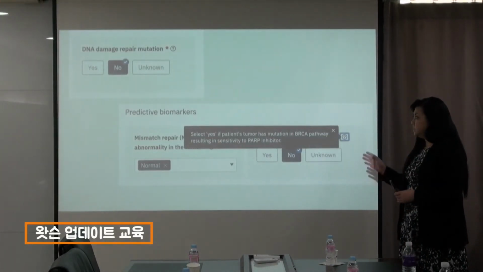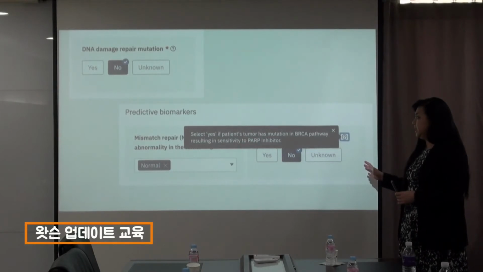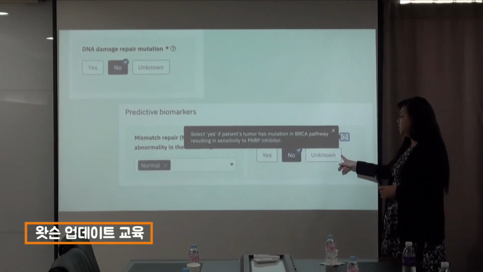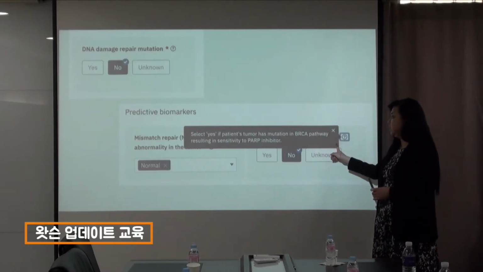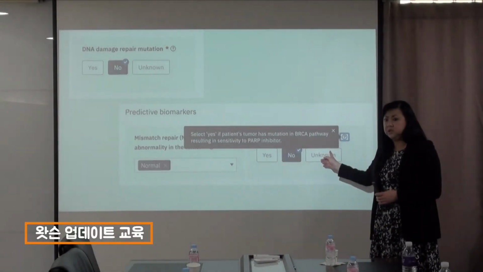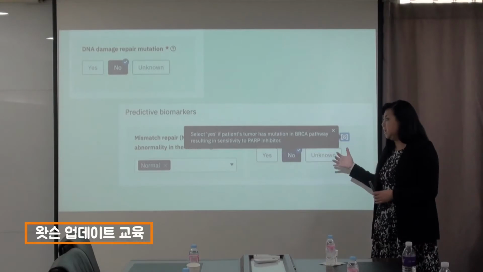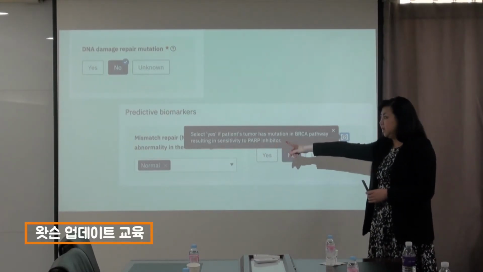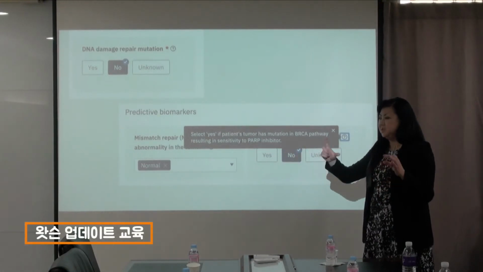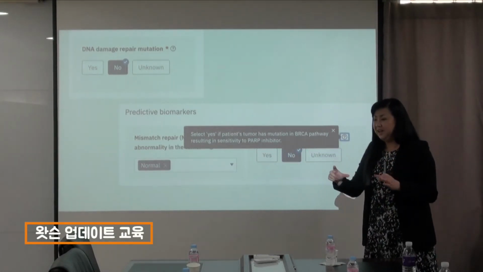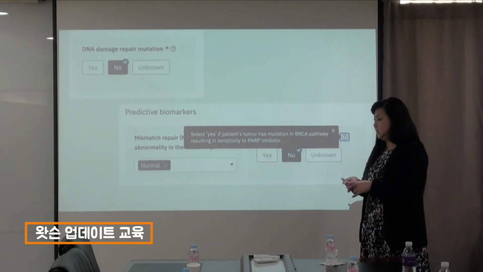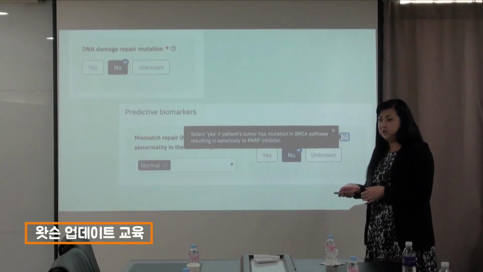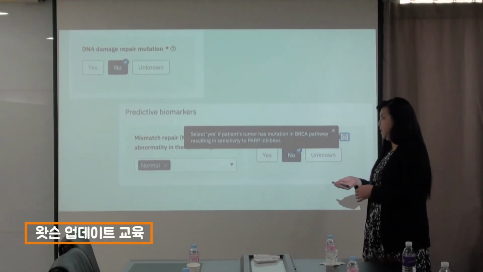For metastatic prostate cancer, there are 2 new attributes added. One is a question about DNA damage repair, to check if the patient is eligible for PARP inhibitors. That one's slightly covered up, but the only words you need to see are mismatch repair, and that's to check if the patient is eligible for immunotherapy with pembrolizumab.